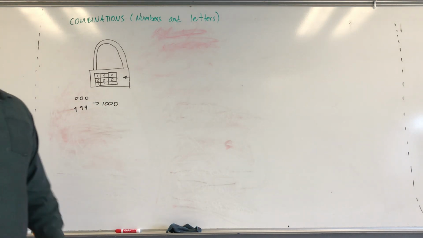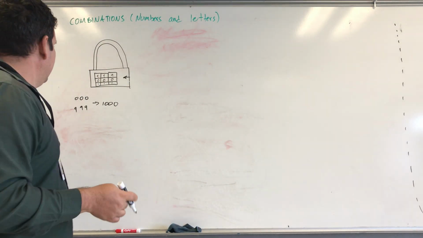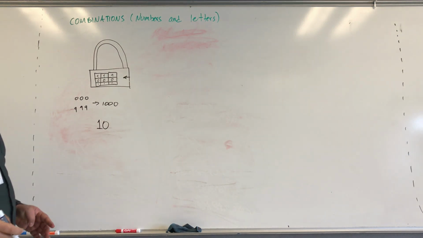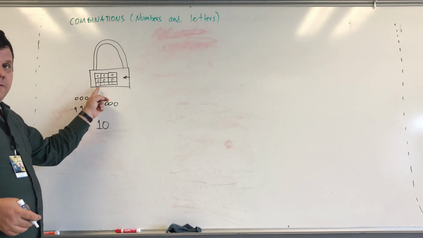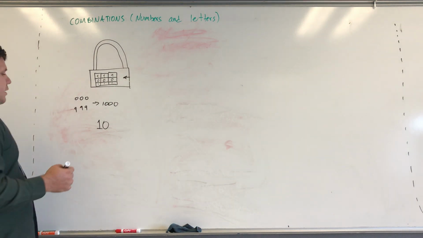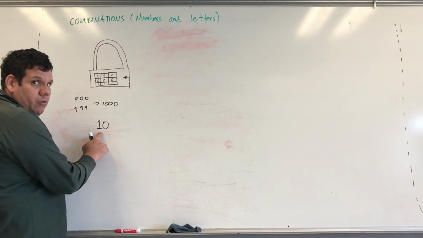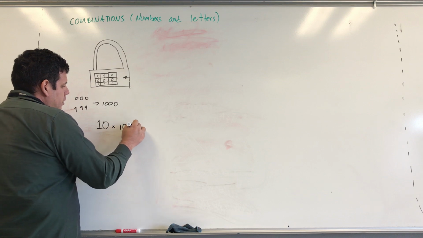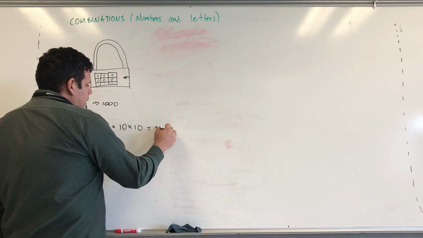Is there any way to make it easier? Yes, of course. The base, in this exponential expression, is 10, because per set of numbers I have a maximum of 10 combinations. Since I have 3 of them, I can always multiply. So 10 times 10 times 10 is 1,000.